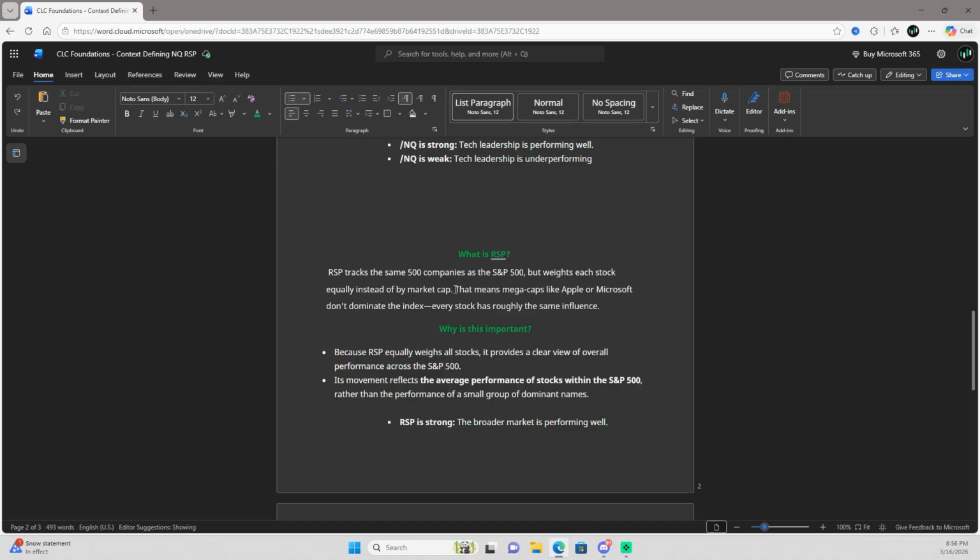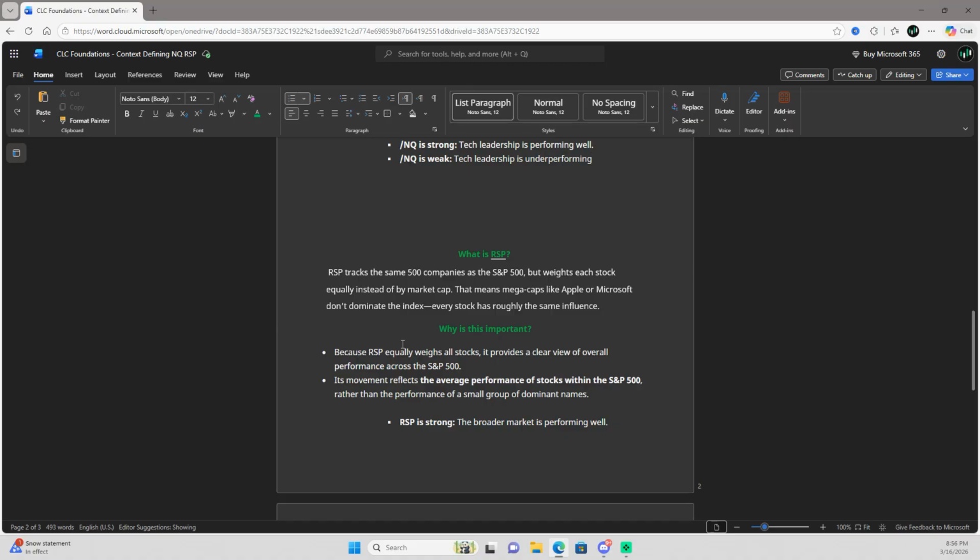That's not a very good way of understanding if the overall broader market is participating in a move. And that is very important for us. That's called market breadth, and RSP allows us to see that. So by RSP equally weighting these stocks instead of by market cap, it means that names like Apple and Microsoft will not dominate the index, and every stock is going to have roughly the same influence.